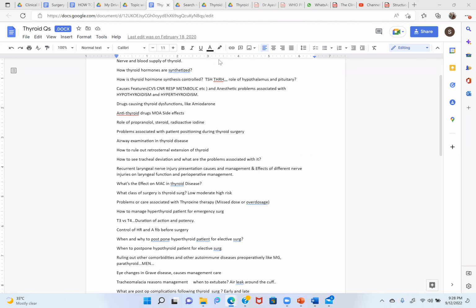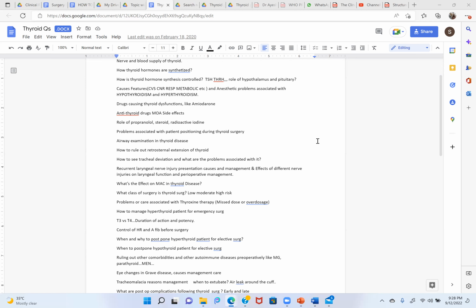It's more important in hypothyroidism. Hypothyroidism, sir? Okay, it's more important in hypothyroidism. So if, for example, the patient is either hypothyroid or hyperthyroid, you have to optimize the patient, both clinically and biochemically. The patient should be euthyroid for any elective surgery.